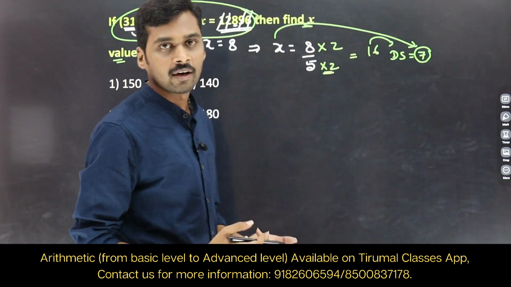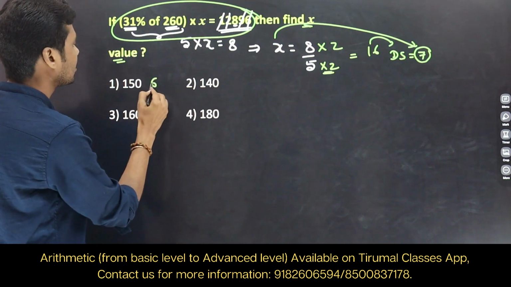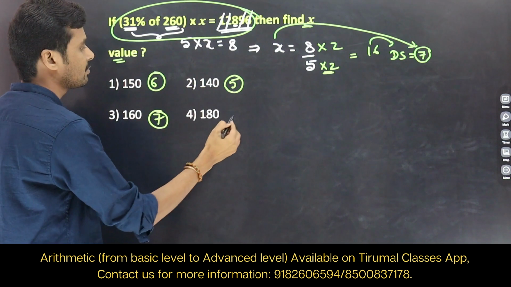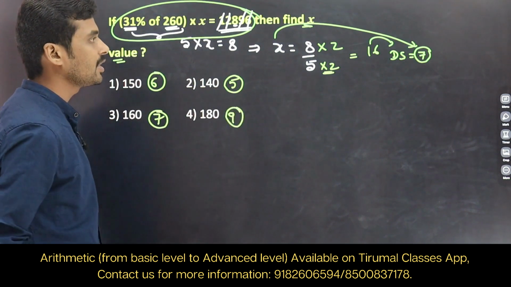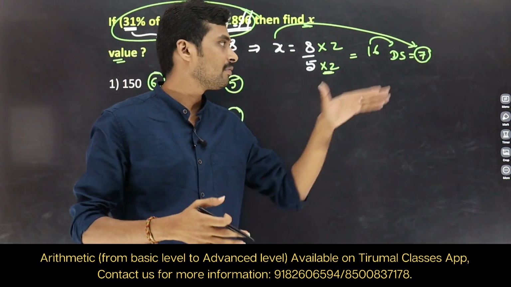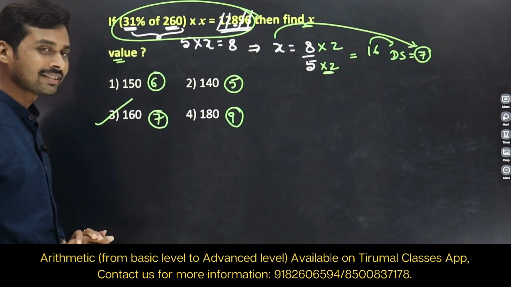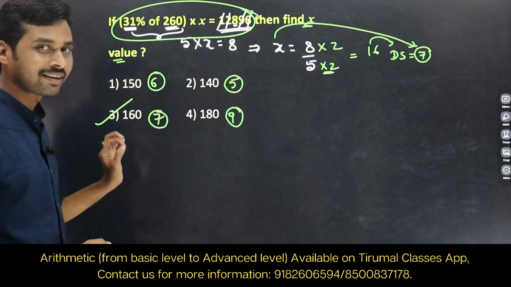Okay, we have already done enough problems. So 5 plus 1 is what? 6. 4 plus 1 is what? 5. 6 plus 1 is what? 7. 8 plus 1 is what? 9. What ds did we require? The ds value we required is 7. So which is there in the third option. So what is the value? So the answer is 3. The third option is clearly the right answer.